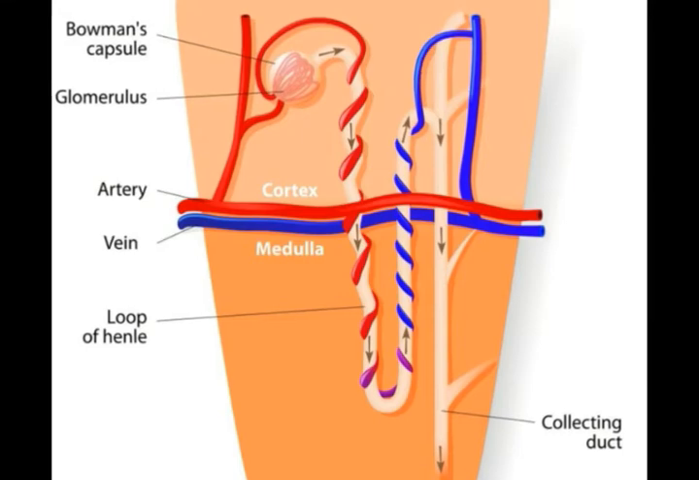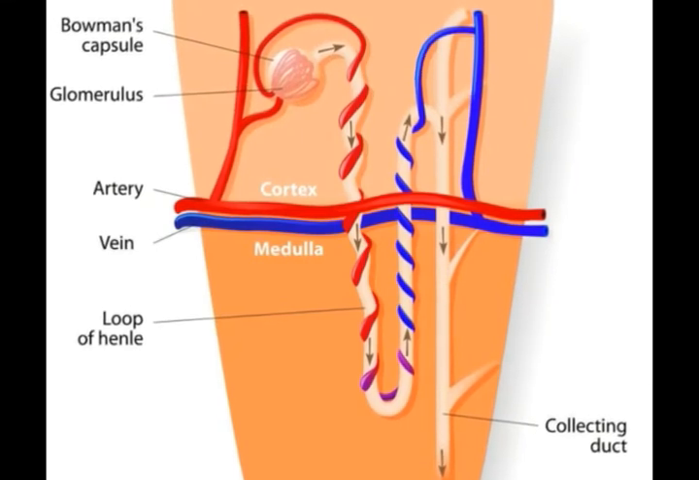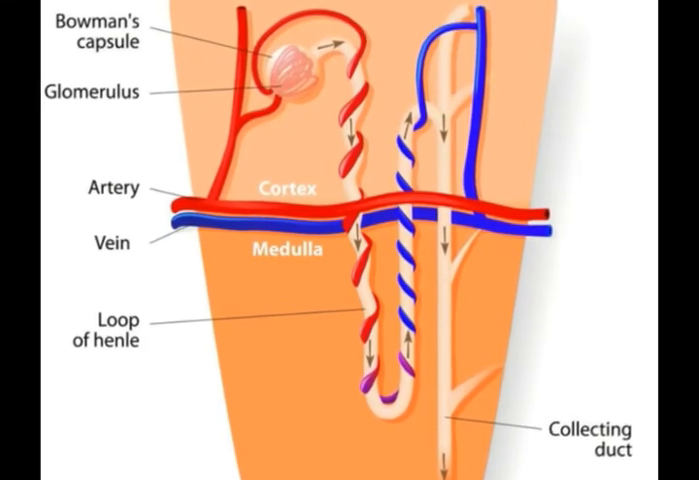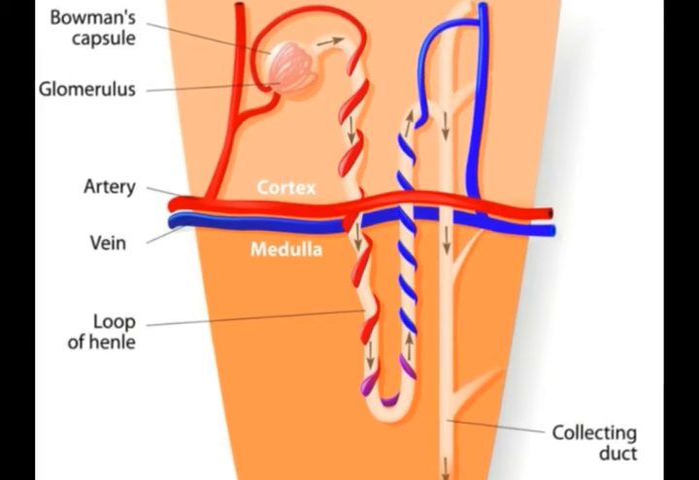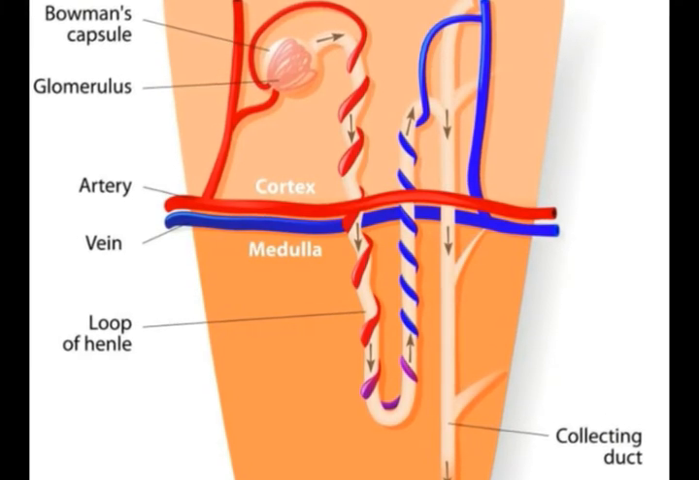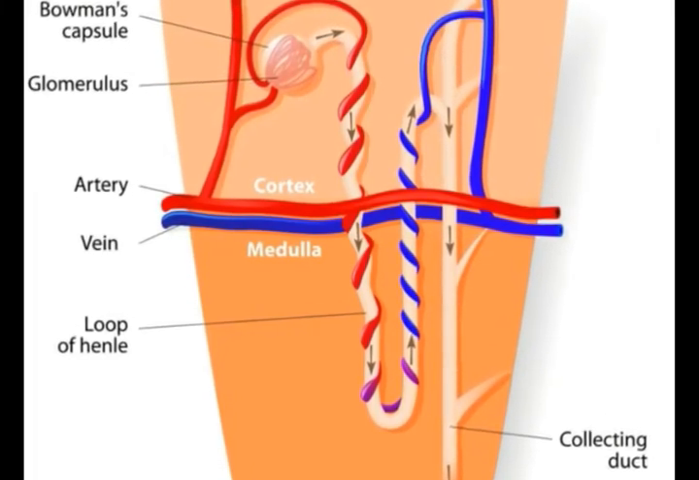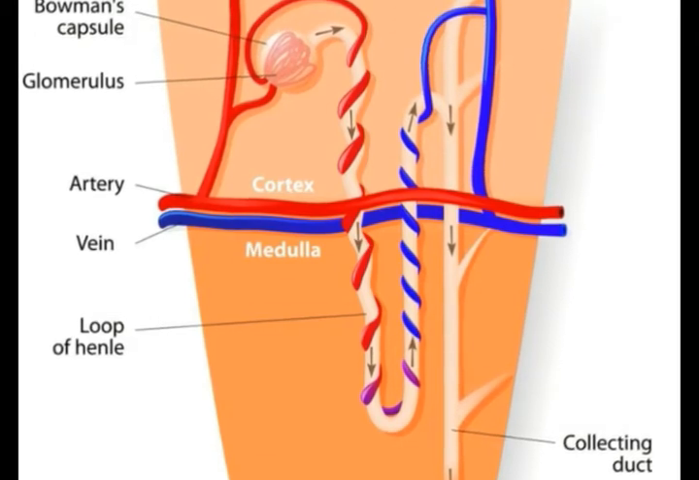The proximal tubule regulates the pH of the filtrate, secretes organic acids that the body does not need into the filtrate, and reabsorbs water and sodium into the blood through the peritubular capillaries.